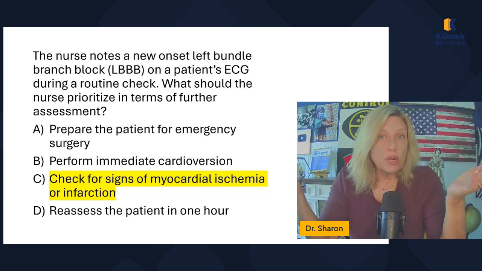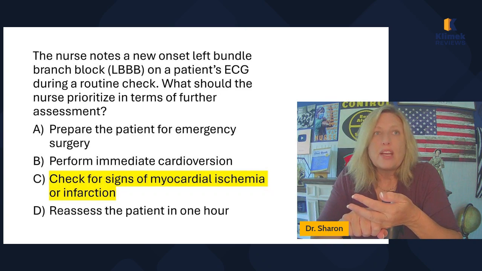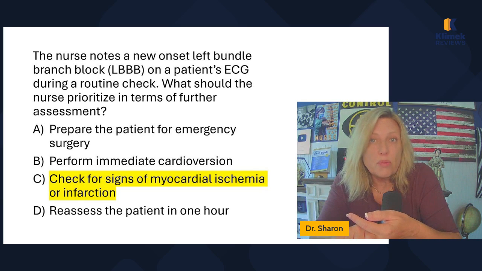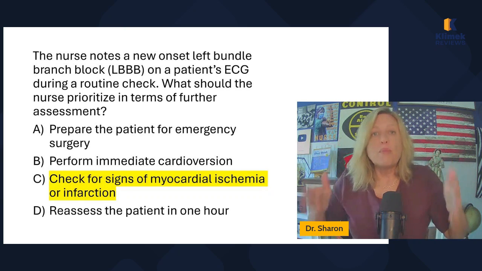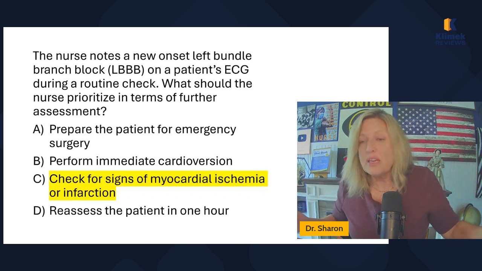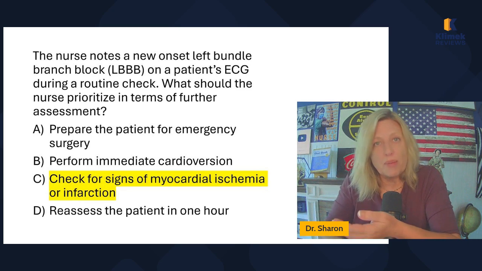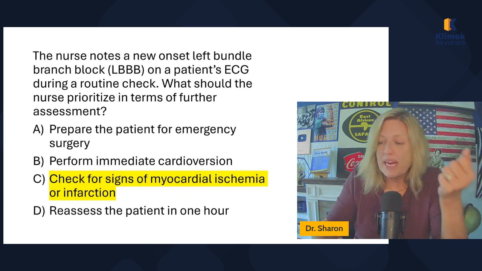Now, what else could I do? I could also look for electrolyte imbalance. I could look for hypoxia. Those would all be appropriate things. But remember, the right answer is the right answer because of the other answers. None of those other answers are here. This is the answer that says, yeah, I'm going to look for ischemia, hypoxia, and electrolyte imbalance. C is the right answer based on that.